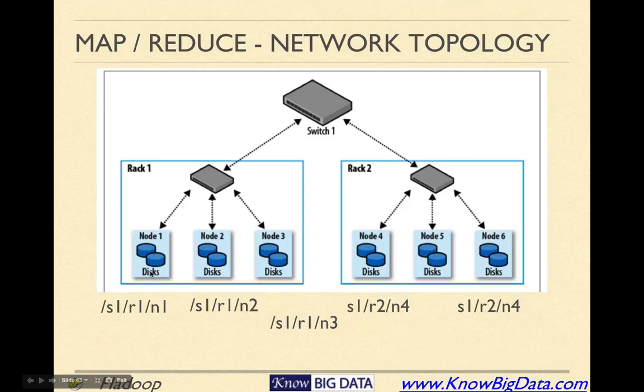Similarly, the distance between node 1 and node 4 is how much? Anybody? Node 1 and node 4? All right. Okay, let me take a step back and ask you another thing. So who is the common ancestor of node 1 and node 4? The common parent. Correct. It's switch 1.